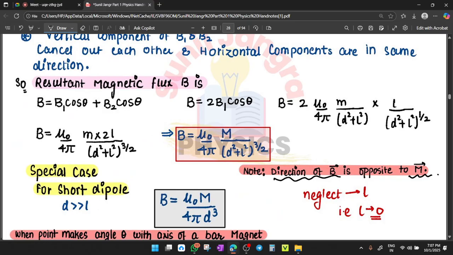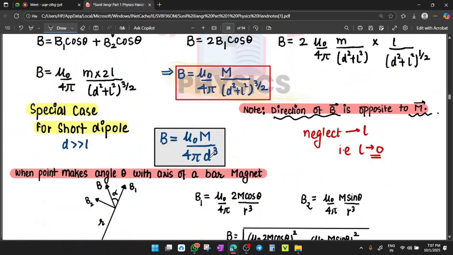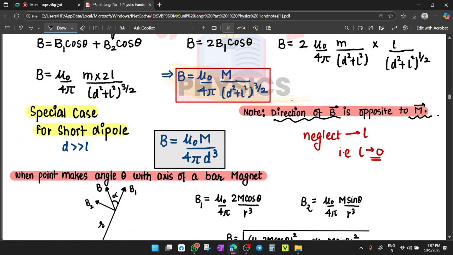Clear? So if you write this in vector form, then what will happen? I can write here, B vector equals mu naught upon 4 pi, M upon d cube, and here it will be a negative sign. The negative sign reflects that the direction of the magnetic field is just the reverse of the direction of the magnetic dipole moment. Clear?